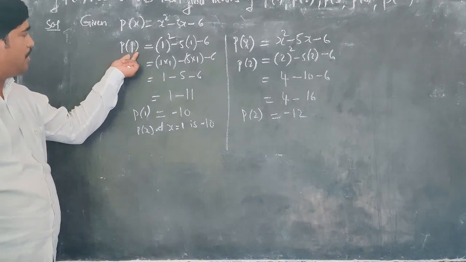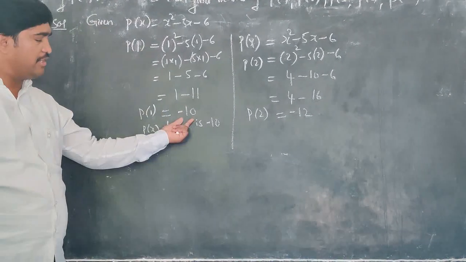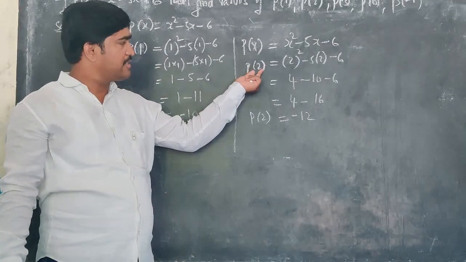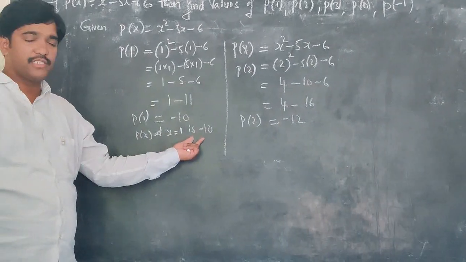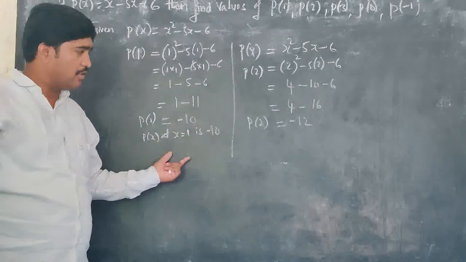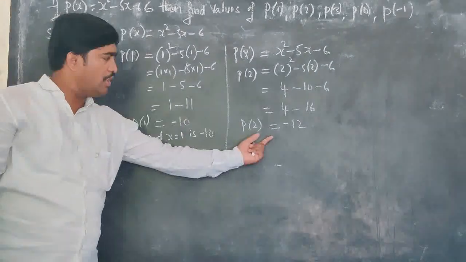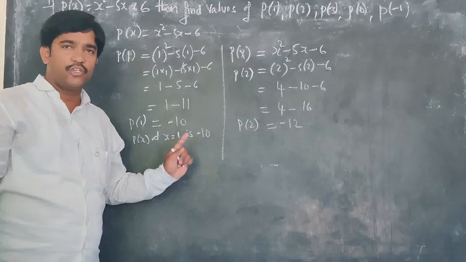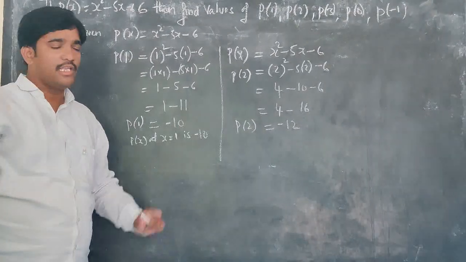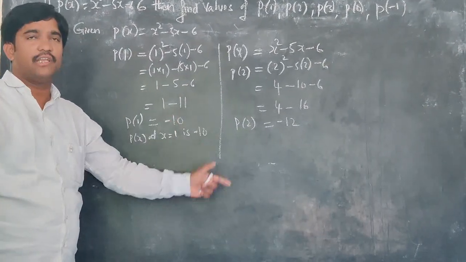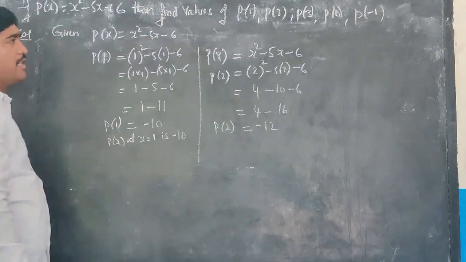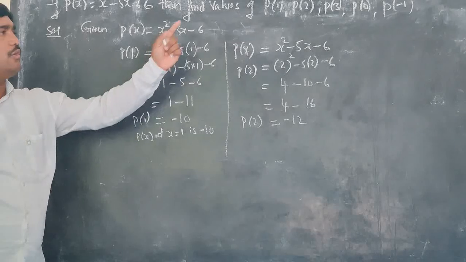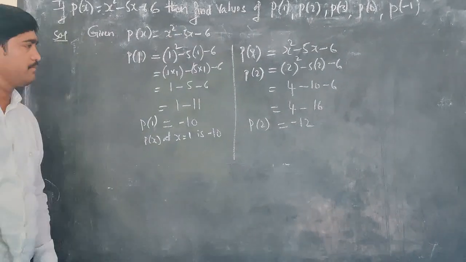You can clearly observe that when we substitute the real number as 1, the value is minus 10. If I increase it to 2, the value is minus 12. So this minus 12 and this minus 10 are not the same. So I conclude that the value of a polynomial is never going to be the same when we change the real number in P of x. Now similarly solve for P of 3, P of 0, P of minus 1.